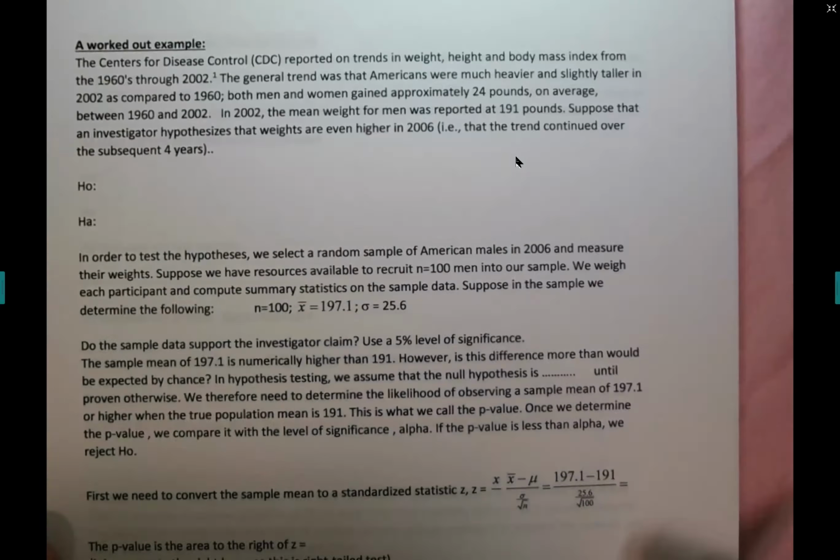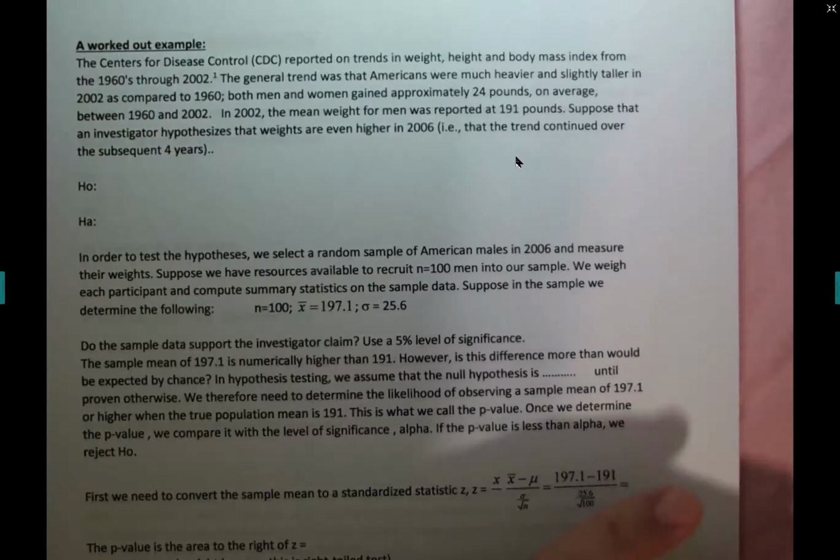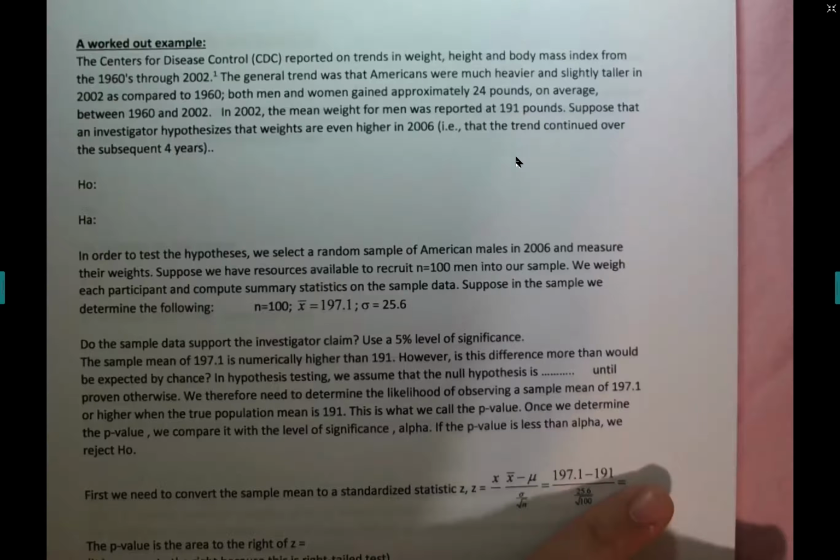A worked out example. The Center for Disease Control, CDC. I'm sure you heard about CDC. You've been hearing about it for over a year because of the virus. It reported on trends in weight, height, and body mass index from the 1960s through 2002. The general trend was that Americans were much heavier and slightly taller in 2002 as compared to 1960. Both men and women gained approximately 24 pounds on average between 1960 and 2002.